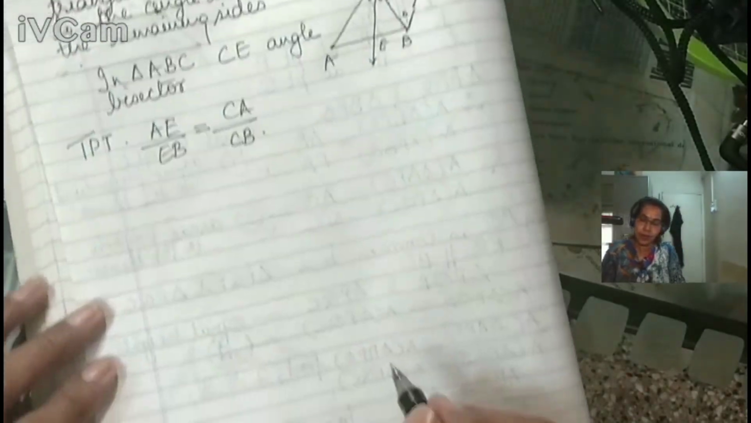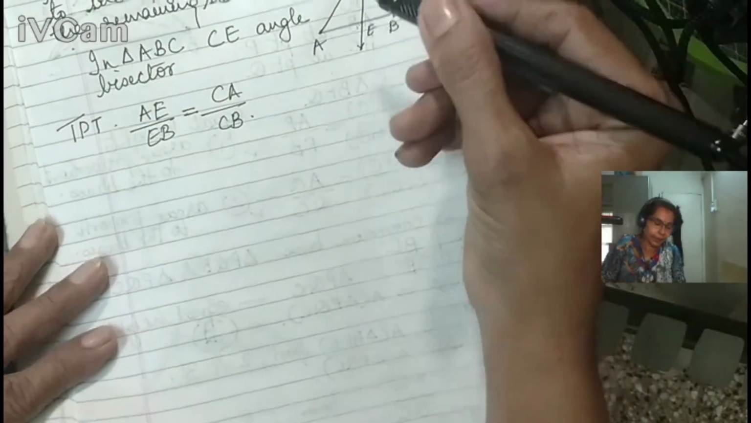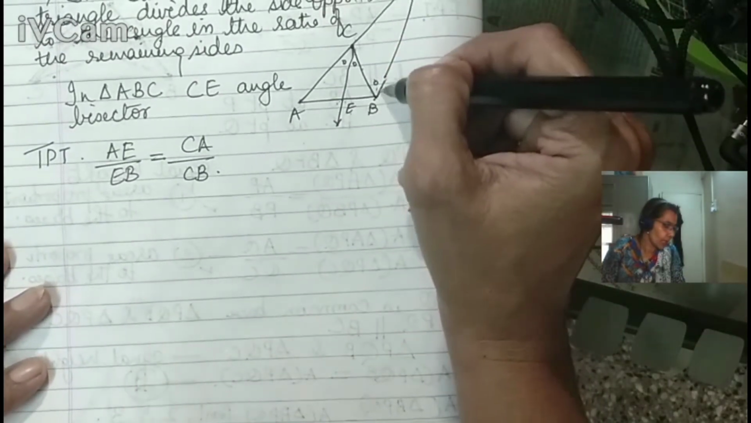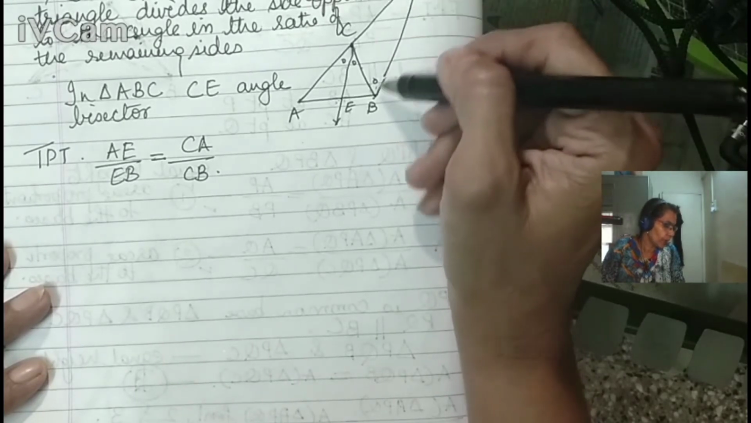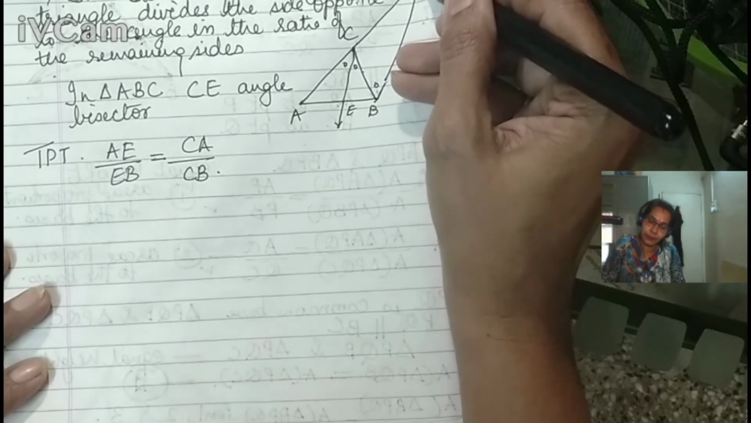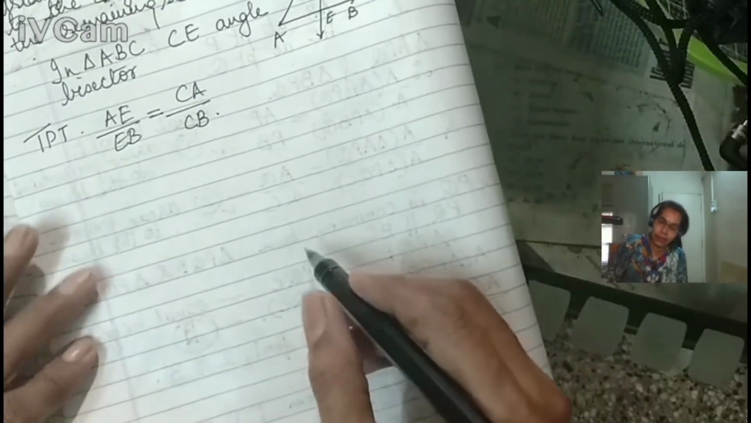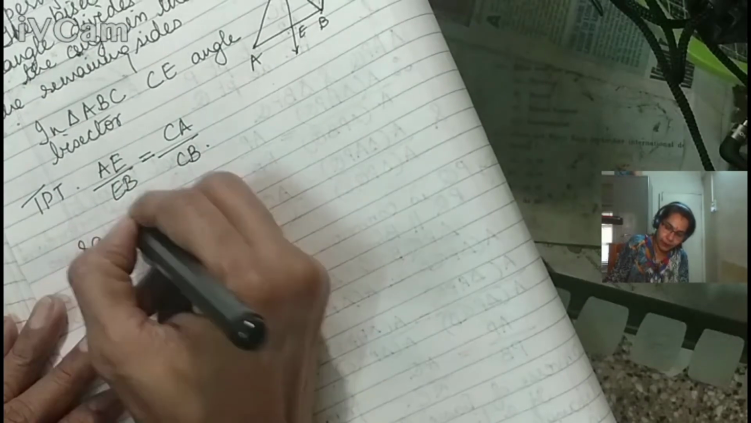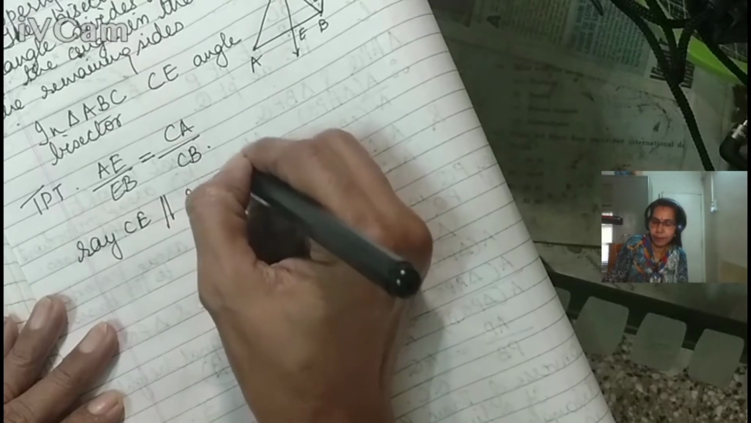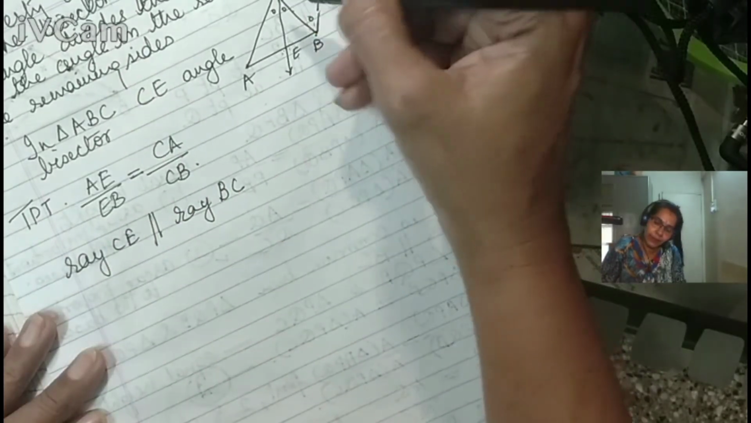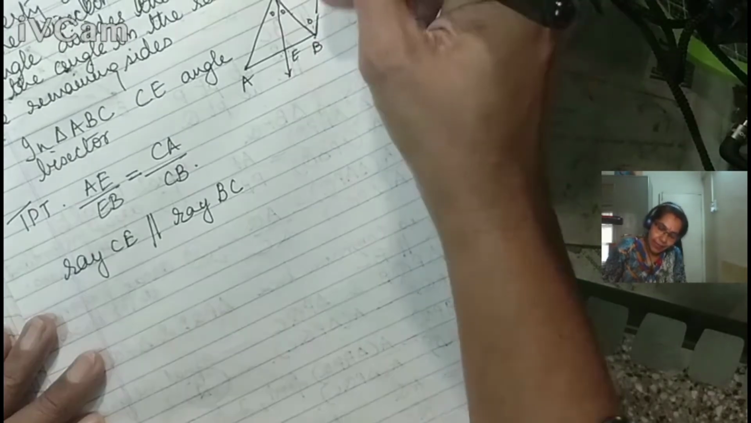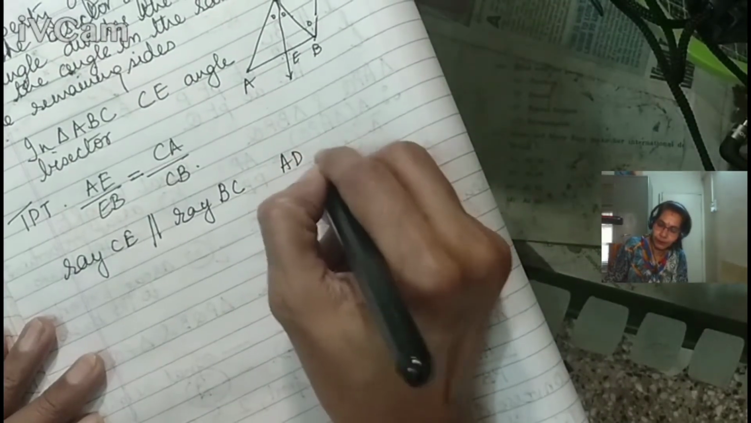I will draw a line parallel to CE, which I am extending through B, and it intersects at point D. Ray CE is parallel to ray BD, and AD is the transversal.